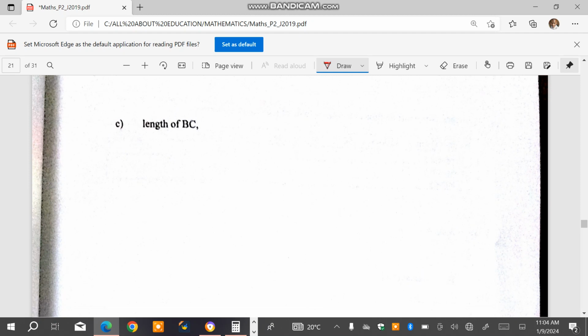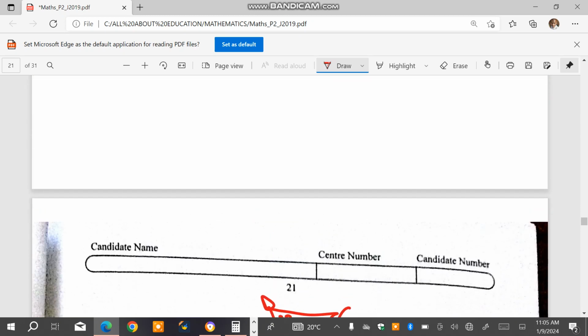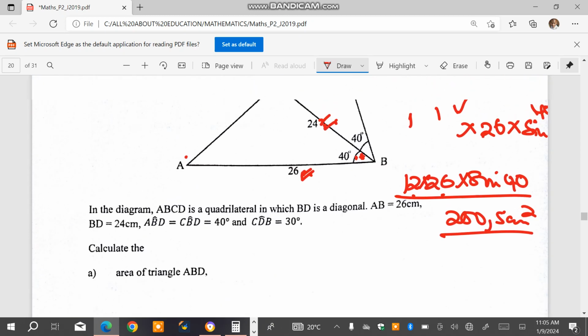Right, so I'm going to redraw the question here. So it's something like this. Then this is C, this is B, this is D. And we have 24 here. Then we have 40, we have also 30. Okay, so this is the question, guys.